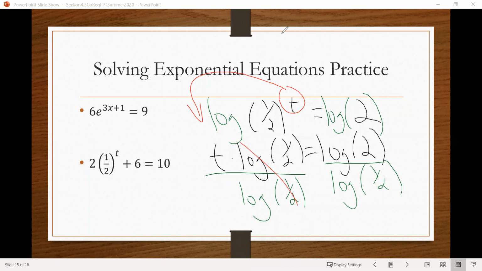And so what we end up with is t equals log of 2 divided by log of 1/2. I'm not going to rewrite that right now just because of space. If we plug that into our calculator, we end up with t equals -1. So we get a nice solid number there. Okay. I know I went through those kind of quickly, so if you want to go back in the video and rewatch how to do either of those, that could be recommended.